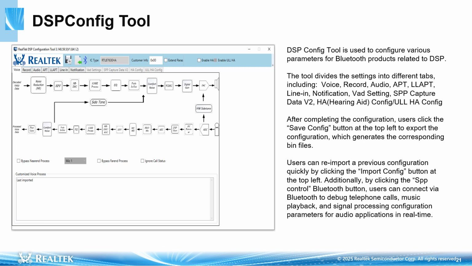After completing the configuration, users click the Save Config button at the top left to export the configuration, which generates the corresponding bin files. Users can re-import a previous configuration quickly by clicking the Import Config button at the top left. Additionally, by clicking the SPP Control Bluetooth button, users can connect via Bluetooth to debug telephone calls, music playback, and signal processing configuration parameters for audio applications in real time.